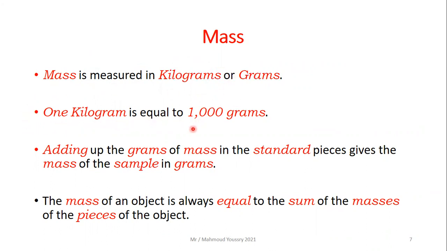1 kilogram is equal to 1000 grams. This is so important. 1 kilogram is equal to 1000 grams. Adding up the grams of mass in the standard pieces gives the mass of the sample in grams. The mass of an object is always equal to the sum of masses of the pieces of the object, like your backpack. The mass of the backpack as a whole equals the mass of all the books inside your backpack.